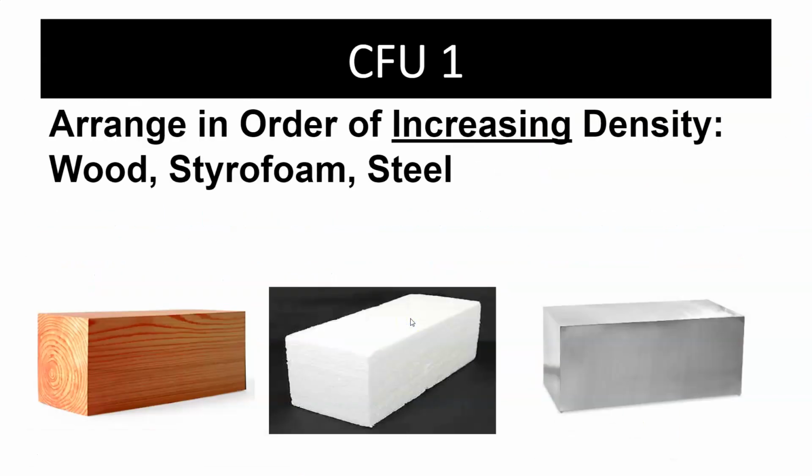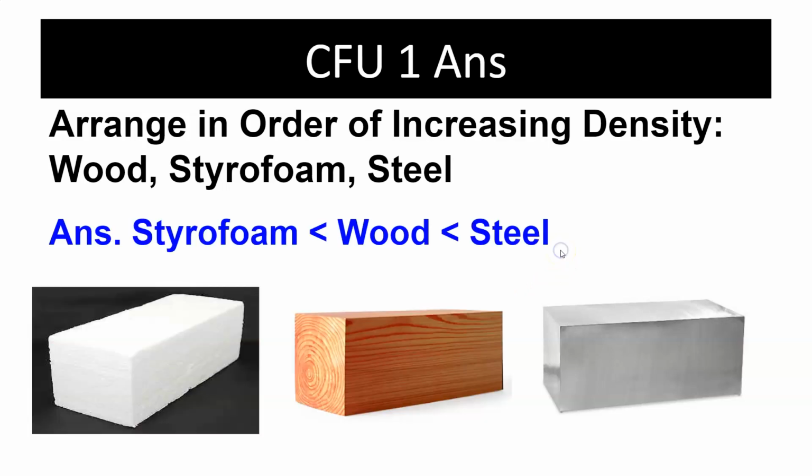All right, so now that we're talking about density, let's see if you can arrange in order of increasing density wood, styrofoam, and steel. Since we're doing increasing density, the first substance that you write will be the lowest density, and the last substance you write would have the highest density. Pause the video now. When you press play again, the answer will be revealed. All right, so styrofoam is the least dense, then it's wood, and then it's steel.